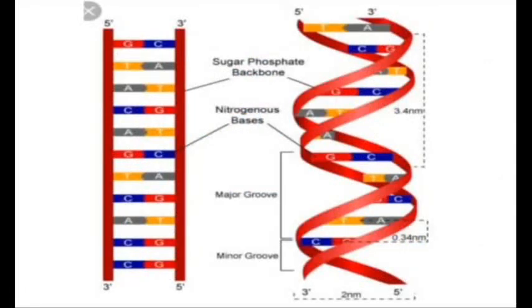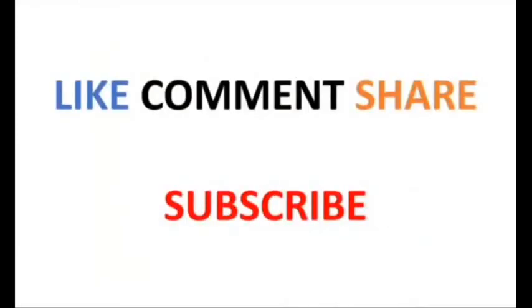The Watson and Crick model explains the structure of B-DNA, the right-handed helix. But under physiological conditions, DNA does not always exist in the B form. Some regions are in the form of a right-handed helix and some other regions are in the form of a left-handed helix or Z-DNA. In the next video, we will discuss the different types of DNA.